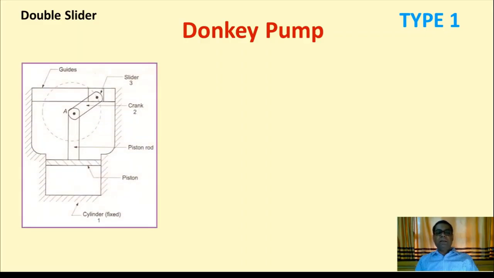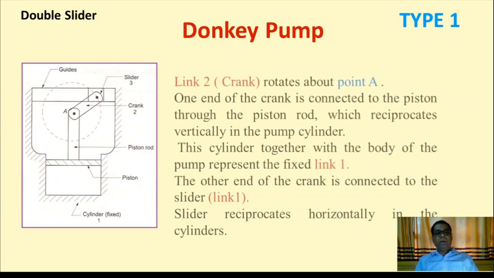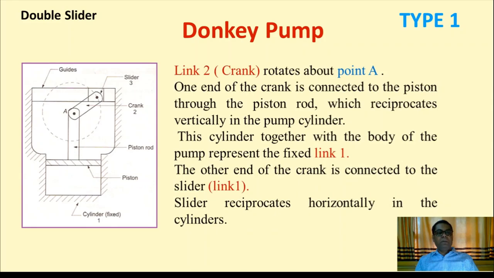You see that this is a figure. Over here the cylinder is fixed, there is a piston rod, crank which is link number 2, slider which is link number 3, and there are guides. Now the link 2 or crank rotates about point A. One end of the crank is connected to the piston through the piston rod, which reciprocates vertically in the pump cylinder. The cylinder together with the body of the pump represent the fixed link 1.